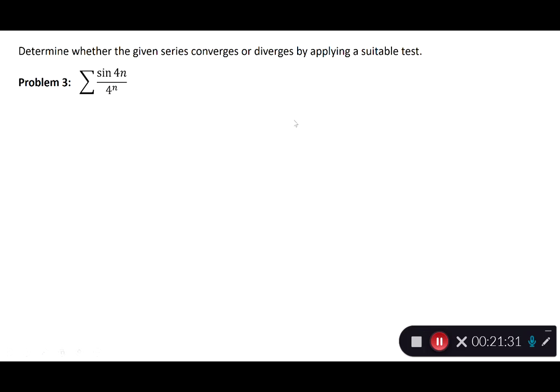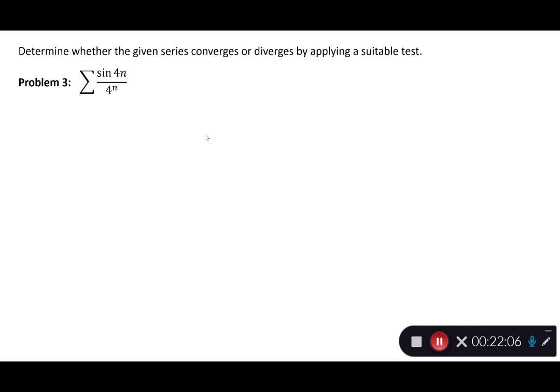So I want to propose a comparison test. Okay, a comparison test. With what? So the moment I say comparison test, with what is always the big question, right? With 1 over 4 to the n. So b sub n is going to be 1 over 4 to the n. Do we know whether sigma 1 over 4 to the n converges?